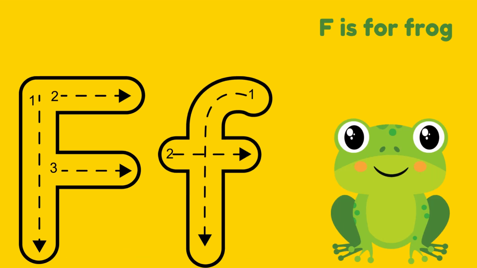Uppercase F, vertical line and two horizontal lines. F is for fish, swimming in the sea. Trace your F, as fast as can be. Lowercase f, draw a small vertical line and a curved line. F is for frog, jumping with glee. Trace your F so happily.